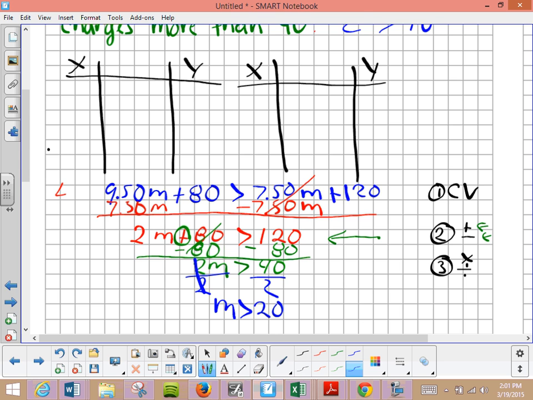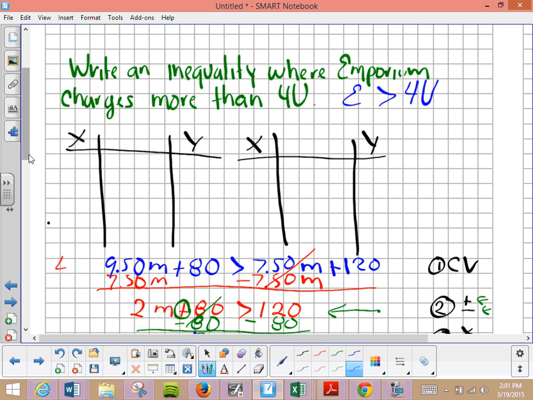So what does that mean about our problem? What is more important? What is the question? Yes, when Emporium is greater than For You. So now that you figured out that the m is 20, what can you tell me about that number? That's when it's the same. That's the solution, that's when it's the same. But is that what my question is? What is my question? So after 20, Emporium will be more expensive, right?